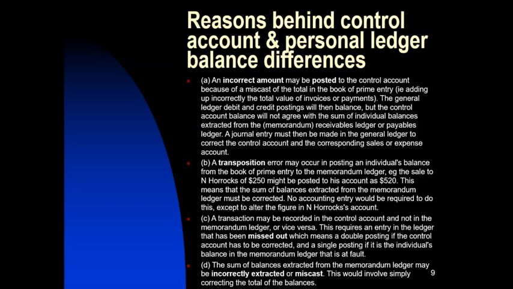B. A transposition error may occur in posting an individual's balance from the book of prime entry to the memoranda ledger. For example, the sale to N Horrocks of $250 might be posted to his account as 520. This means that the sum of balances extracted from the memoranda ledger must be corrected. No accounting entry would be required to do this except to alter the figure in N Horrocks' account.